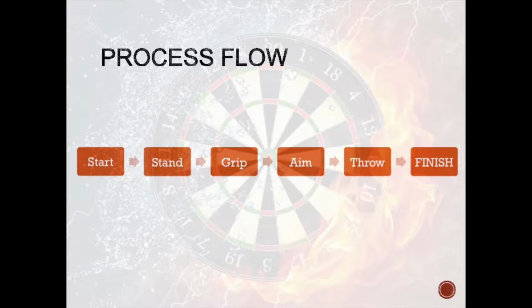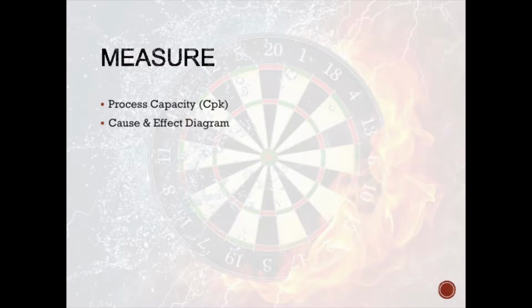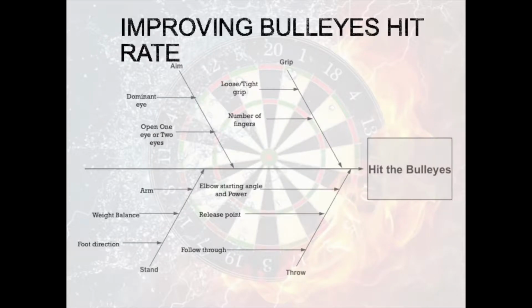Here is the process flow for the board game. Then is the measure phase. We have used CPKs and a cause and effect diagram. This one is the fishbone diagram, which is a cause and effect diagram, and there are 4 categories: aim, grip, stand, and also throw.